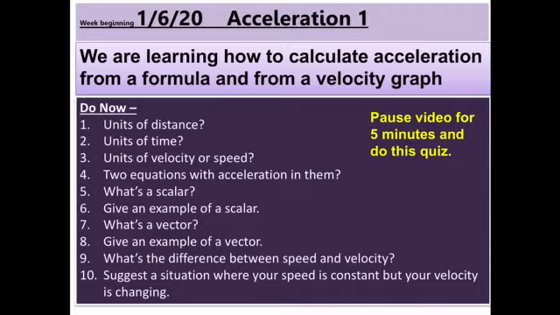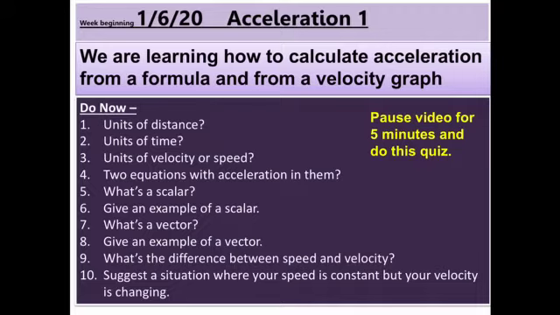Number 5, a scalar is a quantity that only has magnitude. Now, magnitude is only a fancy word for size. So if I say a scalar only has magnitude, I mean it's just got size. Examples of scalars are things like energy, temperature, speed, distance. Those have all got numbers associated with them. They can have a certain size, but they don't have a direction.